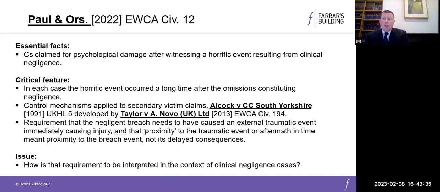And the stumbling block for the claims was that one of the mechanisms to control secondary victim claims, the mechanism set down by Alcock and developed by subsequent cases, principally Taylor and A v Novo, was relevant. The requirement was that the negligent breach needed to have caused an external traumatic event that immediately caused injury, and that proximity to the event or its aftermath in time and space meant proximity to the breach event, not the delayed consequences of the breach.